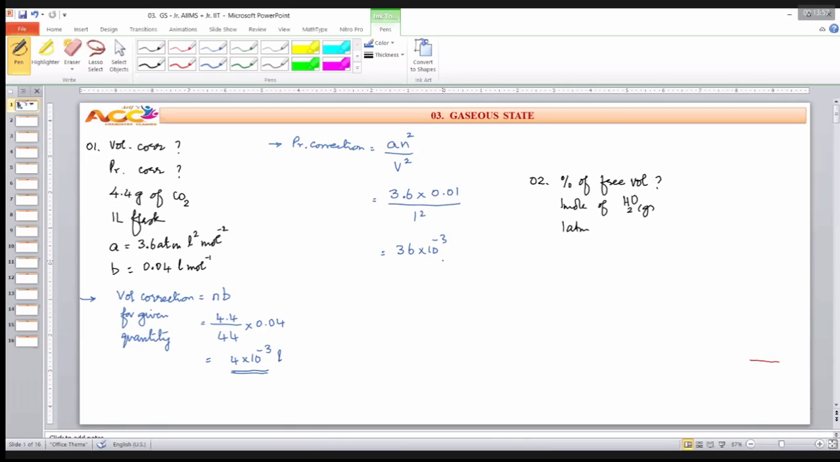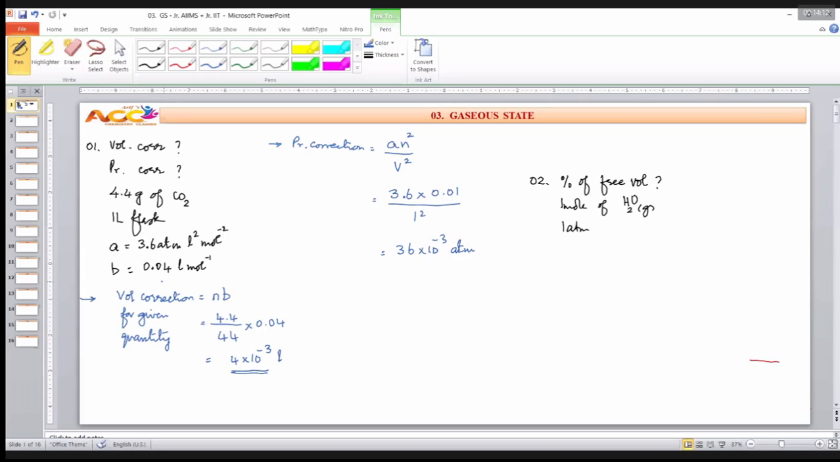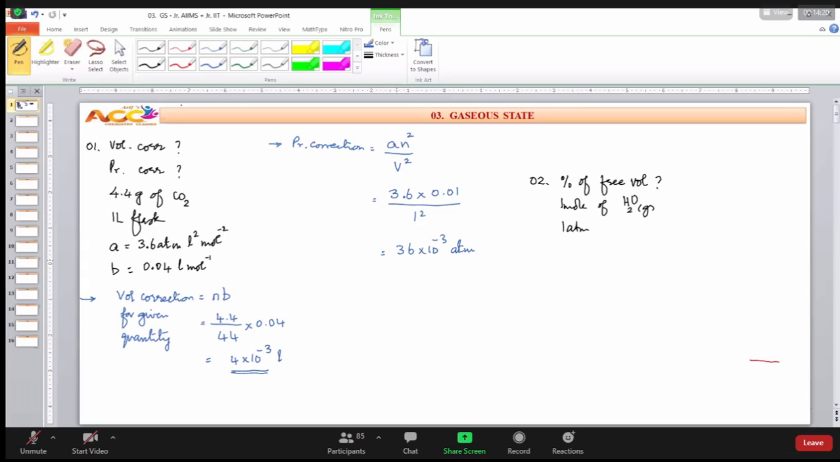Don't write atmosphere liter squared per mole. Simply write atmosphere. When we are discussing this, we should talk about pressure correction like this. Don't write the complete unit for that. Sir, I am writing pressure correction. a in terms of this is the unit of a. This is the unit of b. We are writing the unit of pressure correction in terms of pressure, and volume correction in terms of volume. Right? This is the answer for that one. Next.